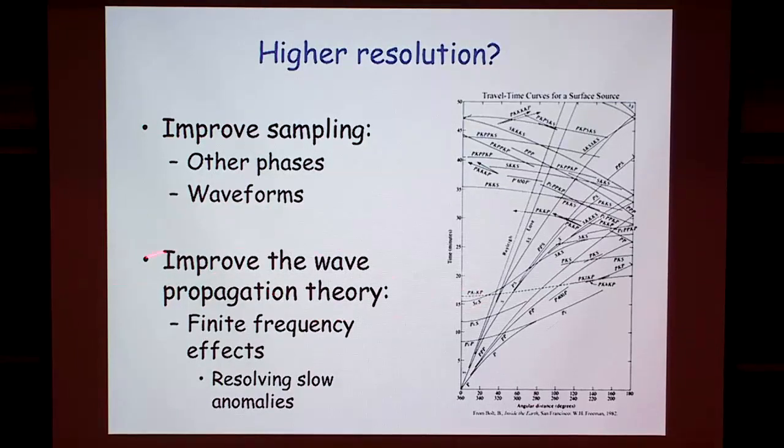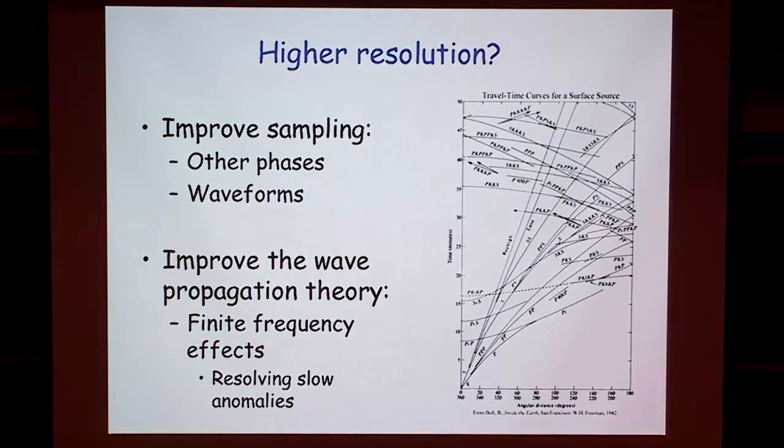So that's one way. And in parallel, once you get into waveforms, you need to improve the wave propagation theory, because you can't just relate the waveforms to a theoretical model by using only the infinite frequency approximation, which is ray theory. So you have to include the fact that waves actually represent a combination of frequencies. These are called finite frequency effects, and they turn out to be very important for resolving slow anomalies.